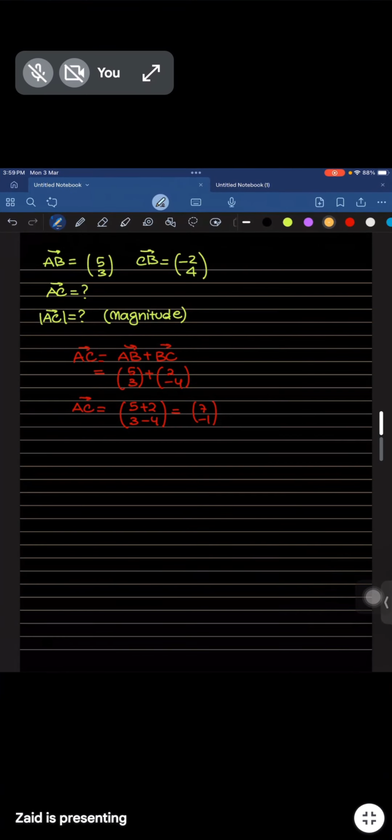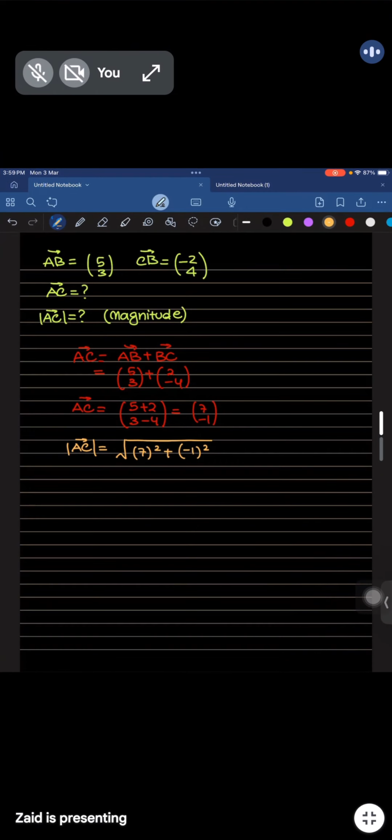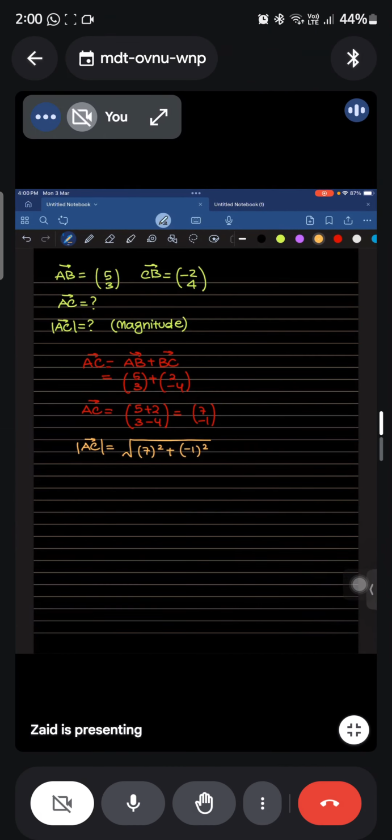Yes, yes, sir. Now, if they want us to find the magnitude, how are we going to find it? You just write it like this. Have the square root sign and 7 squared plus minus 1 squared. You will not have any minus sign because it's squared, so there's no subtraction in the root. 49 plus 1, 50. That's your answer. You get 2 marks for this. Easy?